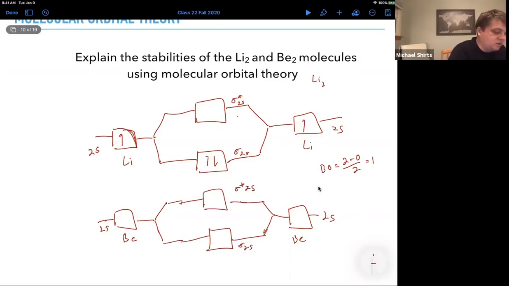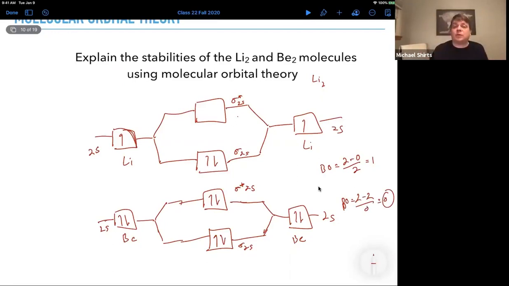And so beryllium has a full 2s subshell. And so we have 4 electrons, and we place all the electrons that were in the atomic orbitals into the molecular orbitals. Remember, the molecular orbitals are replacing the atomic orbitals. And so now it's entirely full. And so we would predict that Be2 is not stable because the bond order is 2 minus 2 divided by 2, 0. Beryllium-2 is unstable.